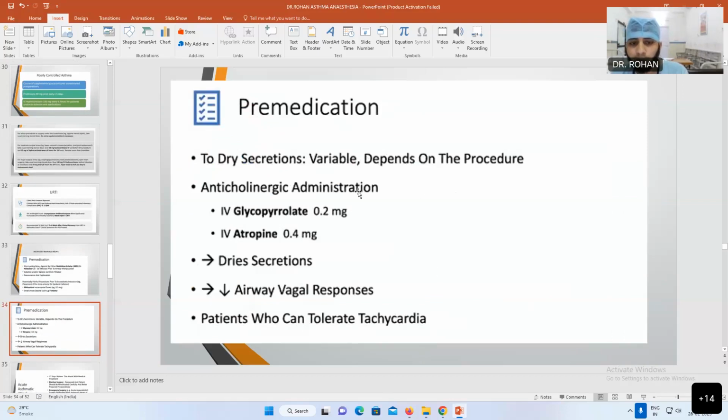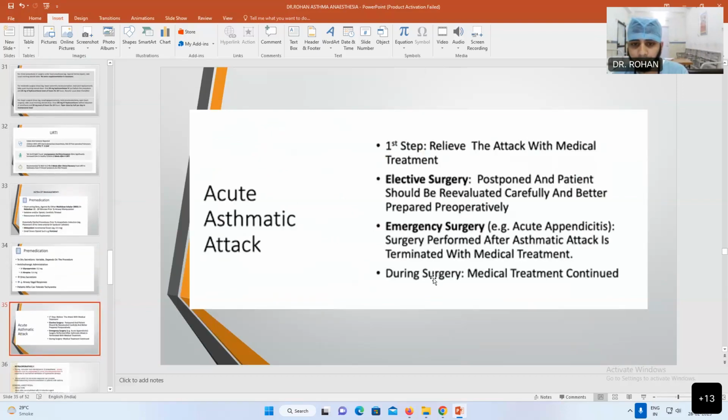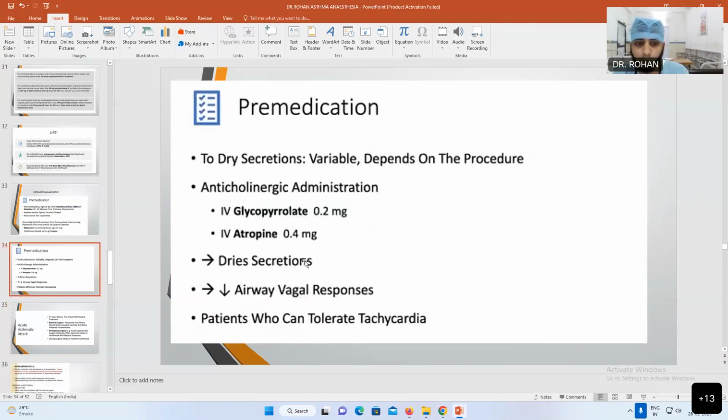Anticholinergic medications like glycopyrrolate 0.2 mg or atropine 0.4 mg can be used to reduce secretions and reduce airway vagal responses. And this should be avoided in a patient who has tachycardia.